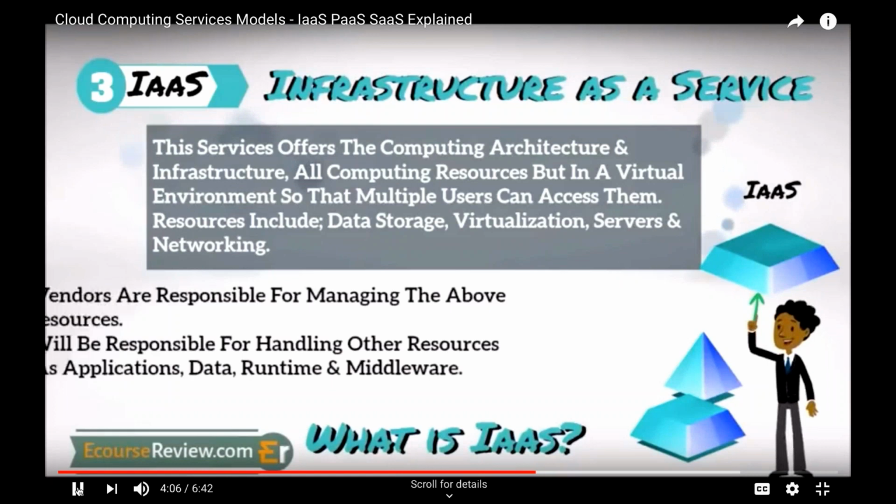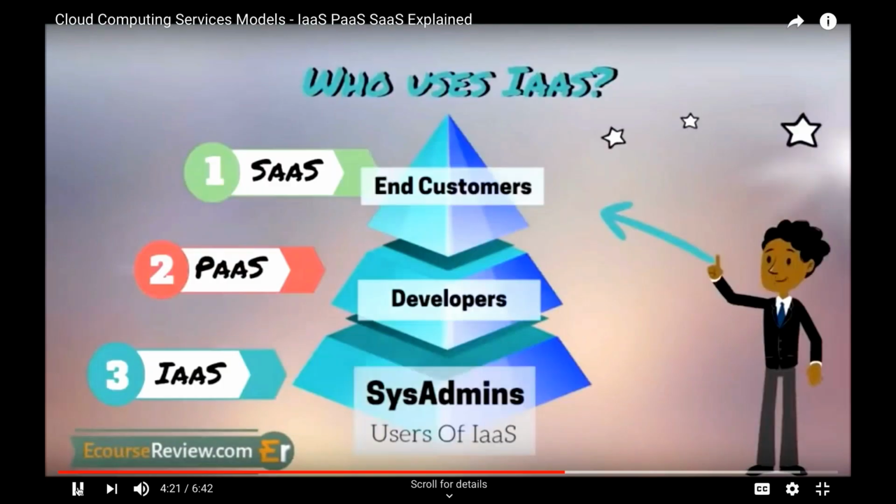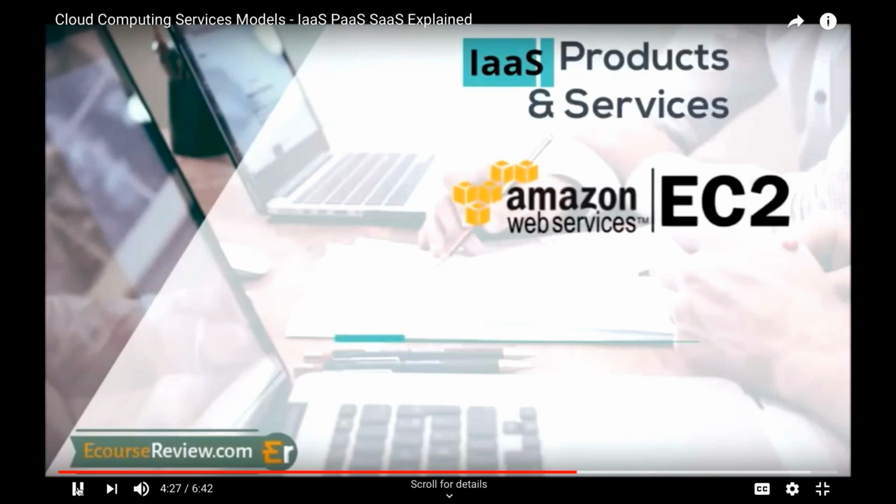If you use this service, you will be responsible for handling other resources such as applications, data, runtime, and middleware. Who uses IaaS? IaaS is mainly for sysadmins. Example products and services of IaaS. They include Amazon EC2, GoGrid, and Rackspace.com.